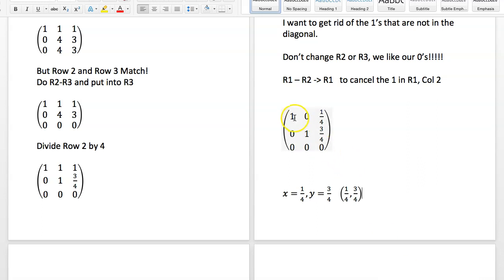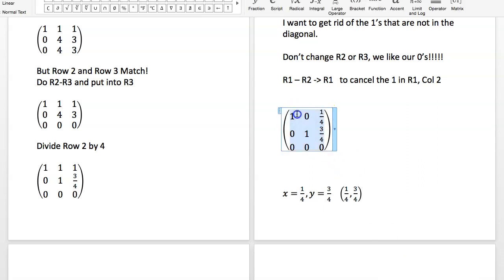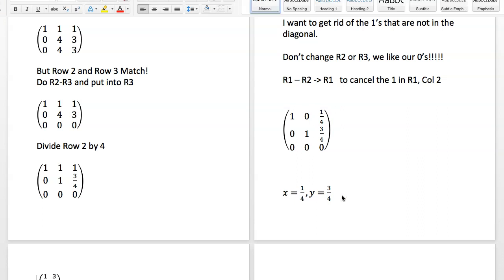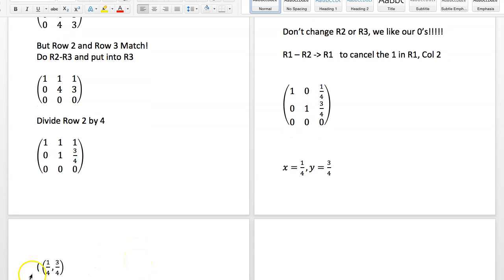So, x equals 1/4. Notice anytime you have 1, 0, this 1, 0 row here is my x row. So, 1, 0, 1/4 means x equals 1/4. 0, 1, 3/4 means y equals 3/4. So, here's the ordered pair. Let me create a separate line for that. So we have x comma y, the ordered pair, equals 1/4 comma 3/4. So x equals 1/4, y equals 3/4.